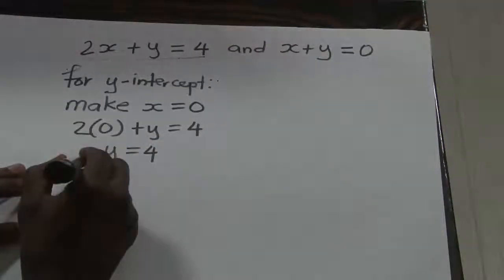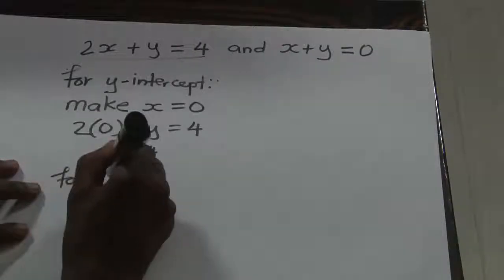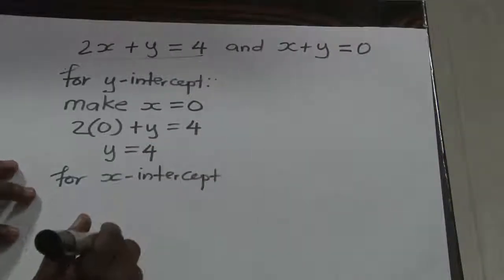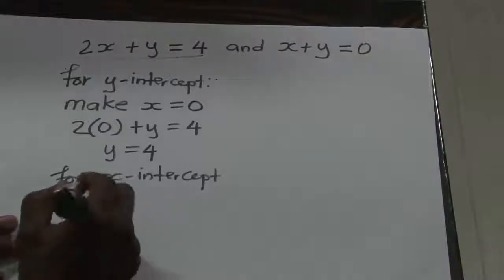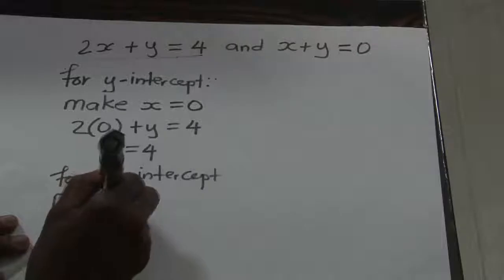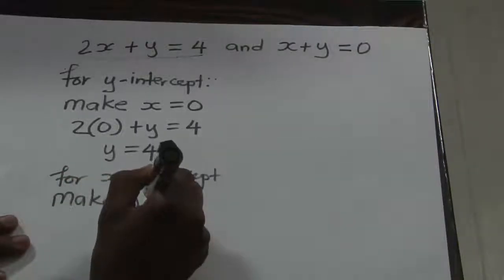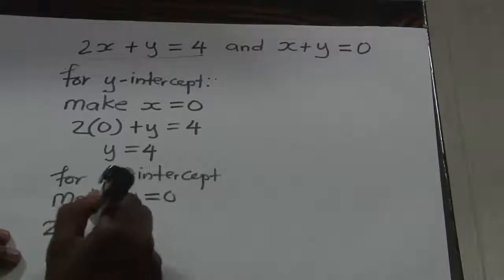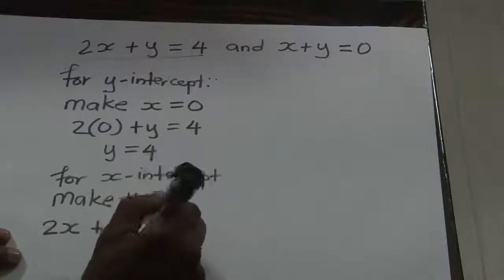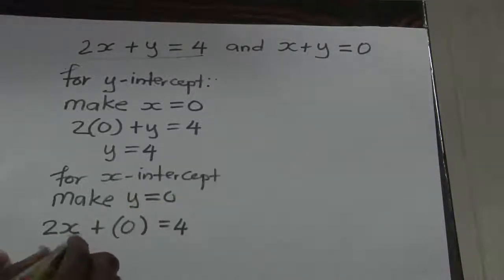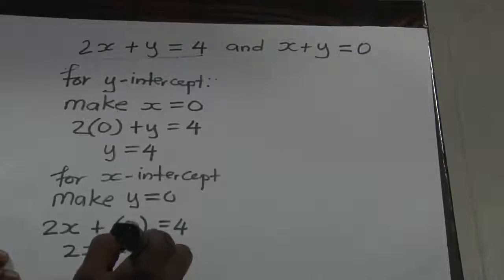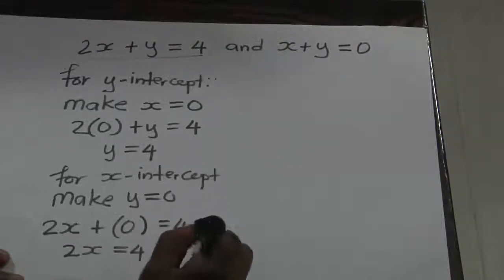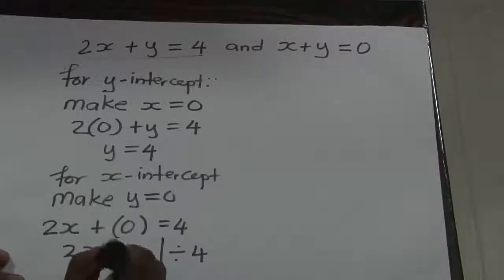Okay, while for the x-intercept, you should make y equals to 0. So you say, okay, I have 2x plus, in the place of y we put 0, equals to 4. So in other words, now we have 2x equals to 4, and then you solve for x. When you solve for x here, we divide both sides by 2. So you get x equals to 2.